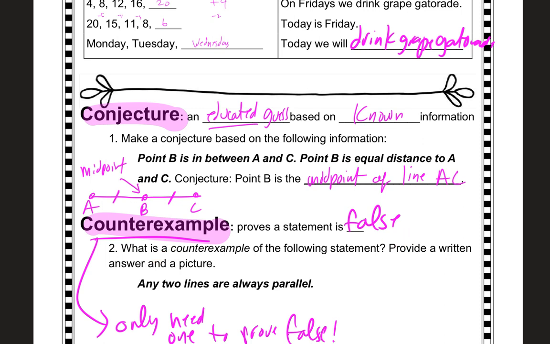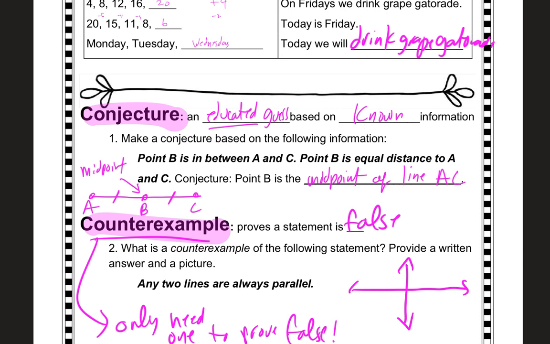So what if I said, okay, what's a counterexample of the following statement? Okay, provide a written answer and picture. So a counterexample of this: any two lines are always parallel. Well, do we have a counterexample for that? What's one statement that can say that this is false? It says any two lines are always parallel. Well, what about if I had something like this?